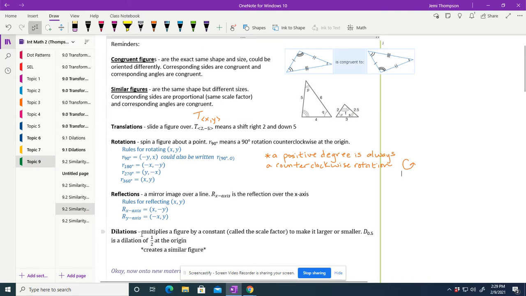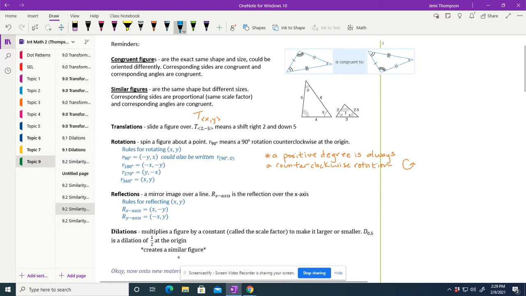And then the bottom one here, dilations, this is what 9.1 was about, and this was a new transformation. And this is when I take a figure and I multiply the lengths of the sides and or the coordinates by a common number called a scale factor. And then that creates something larger or smaller, but it's the same exact shape. A dilation creates a similar figure, not a congruent figure. So the example here is that if I have a dilation of 0.5, that's a dilation of a half at the origin.